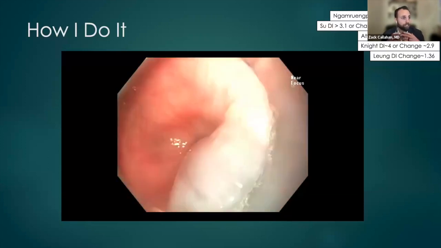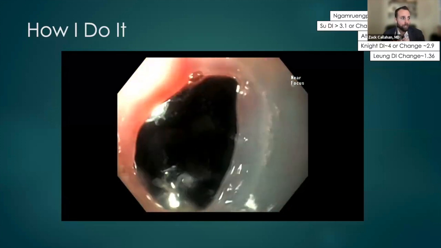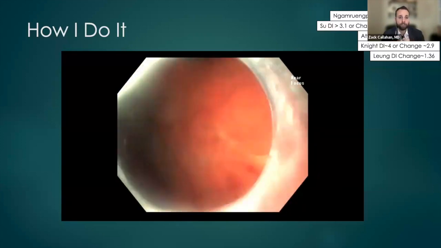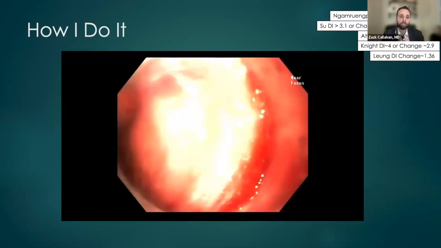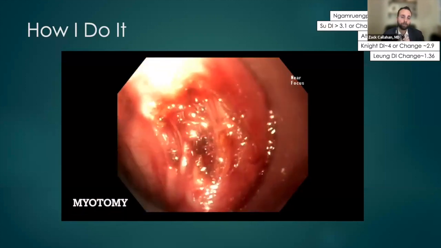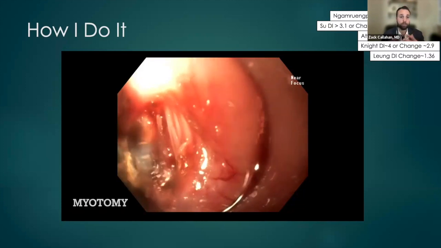And we're going to look, and you can see that nice blue tunnel going all the way down through the GE junction. I like to go in, retroflex and look up, and really prove that I actually have a few centimeters down onto the stomach. You can see a nice 2 to 3 centimeter extension there. And Dr. Kastemeyer did mention some other ways, like the double endoscope method, which I think makes sense as well.